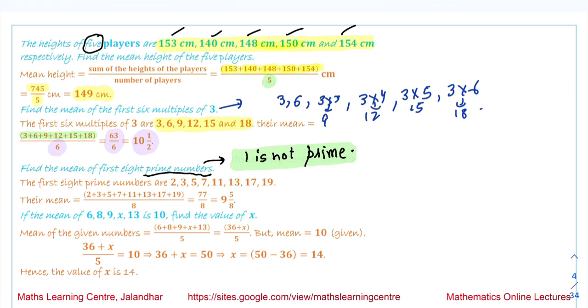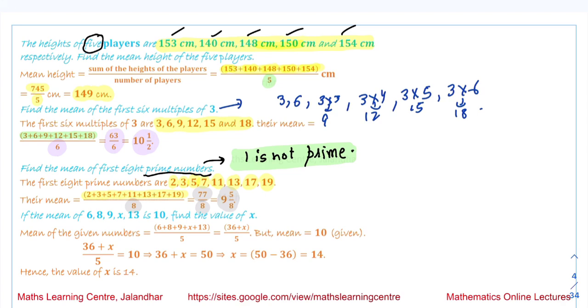So the first 8 prime numbers are 2, 3, 5, 7, 11, 13, 17 and 19. To find their mean, we are adding these numbers and dividing by the number of terms we have, which is 8. So the sum of these numbers is 77, and we are dividing it by 8, and the answer we are getting is 9 whole 5 by 8.